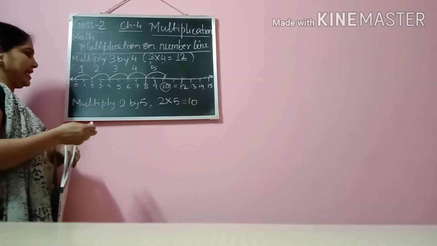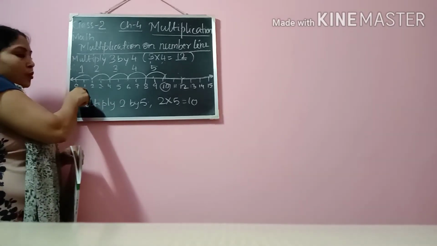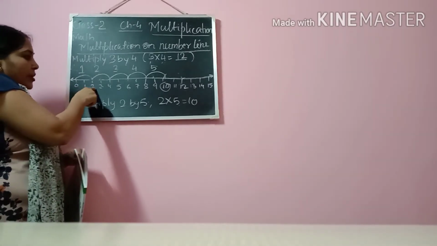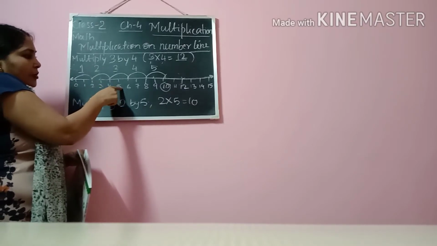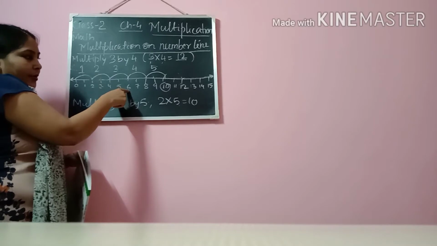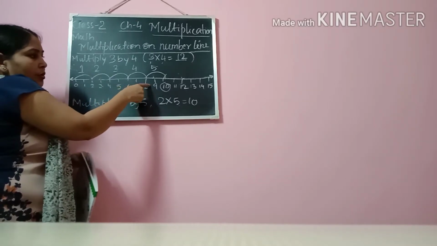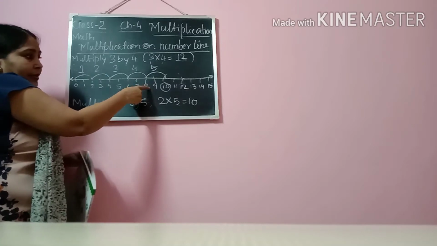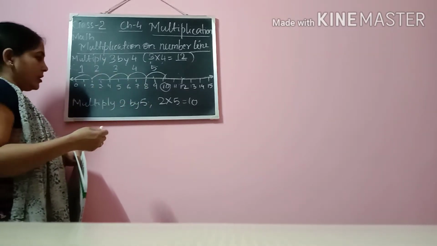See, I am repeating once again, okay? 2 numbers you have to skip. 1, 2 numbers you have skipped, landed here. 1, 2 you have skipped, landed here. 1, 2 you have skipped, landed here. So like that, every time you are skipping 2 numbers.